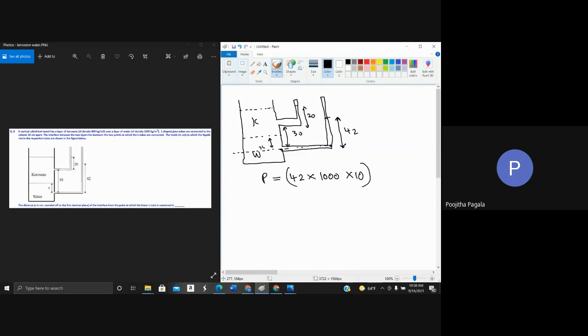But we also know we can calculate the pressure in this way. Now from here to this point, what will the pressure be at this depth? You have 20 into density of kerosene into 10, plus again from here to here.